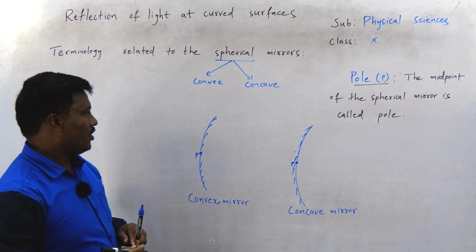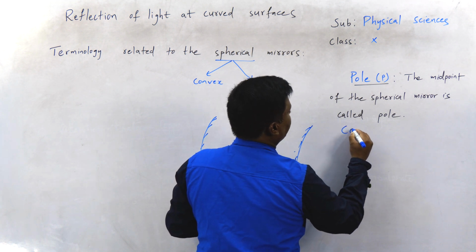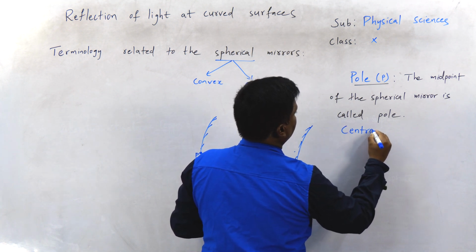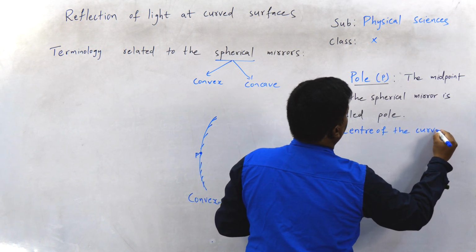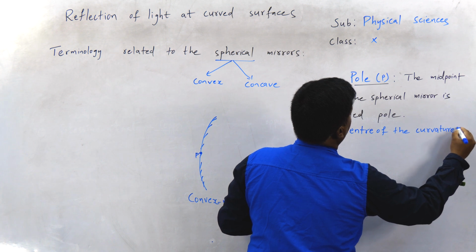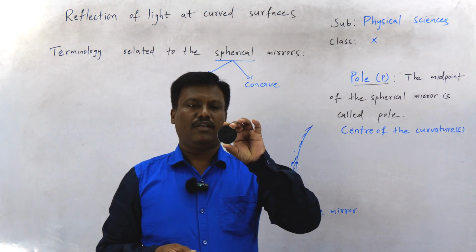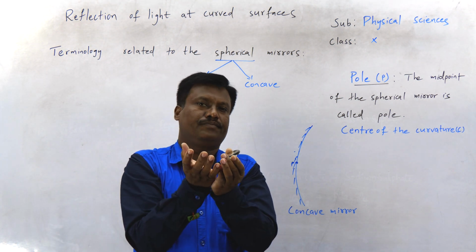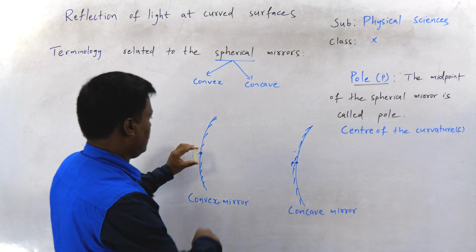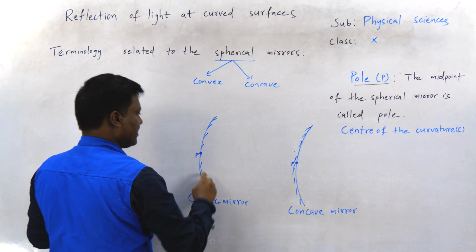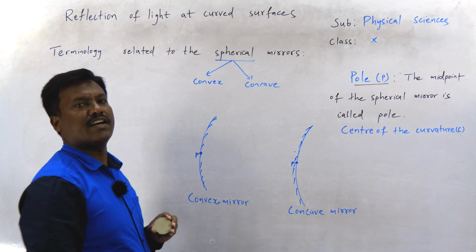Okay, so now we are going to understand another important term, center of the curvature. So what is center of the curvature? Actually, this mirror is a part of the sphere, isn't it? It's a part of the sphere. So when we complete, this is the curved part. When we complete, we get the sphere this way, right? So this sphere has a center. That center of the sphere is called center of the curvature.